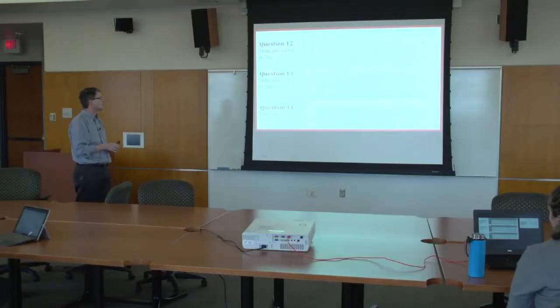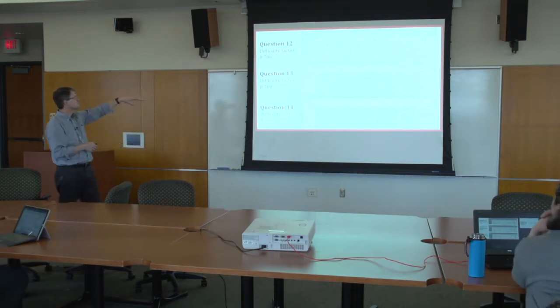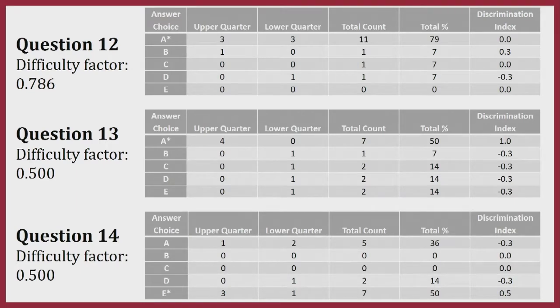Let's look at another example here. Question 13, lucky 13. It has a difficulty factor of 0.5. That means only half of the students who took the test got it right. But what you see is that of the students who picked it, there were 7. 4 of those 7 were in the upper quartile, and 0 of those students were in the lower quartile. So in this case, the discrimination index is much better, right? Even though the class performance on the test question is poorer.